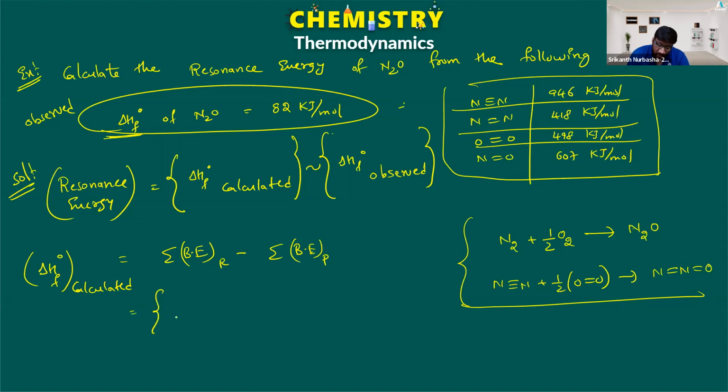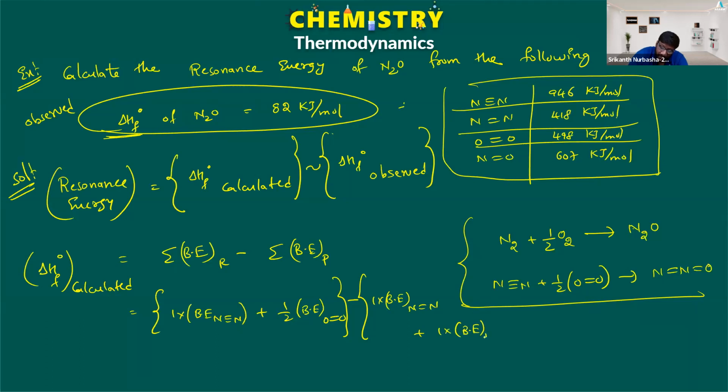So what are the bond energies in the reactants we have? 1 into bond energy of N triple bond N plus half of bond energy of O double bond O, minus 1 into bond energy of N double bond N plus 1 into bond energy of N double bond O. This is the formula. So substitute now, everyone.